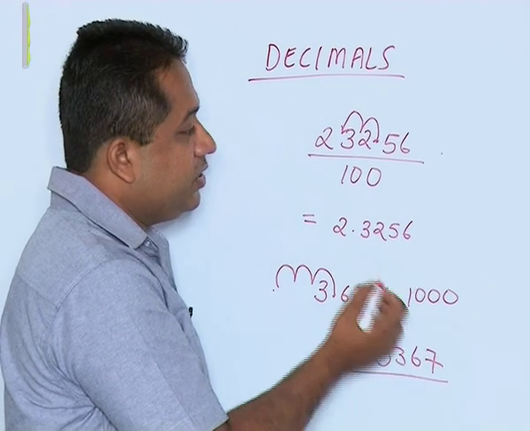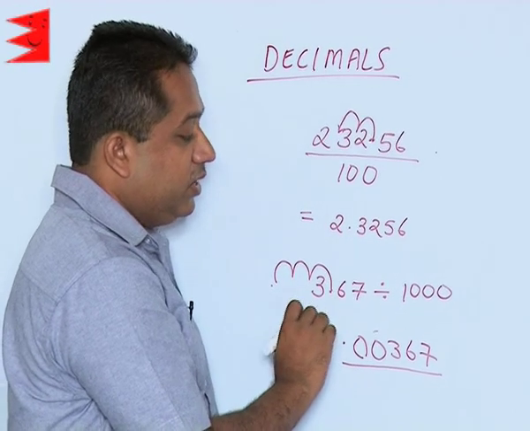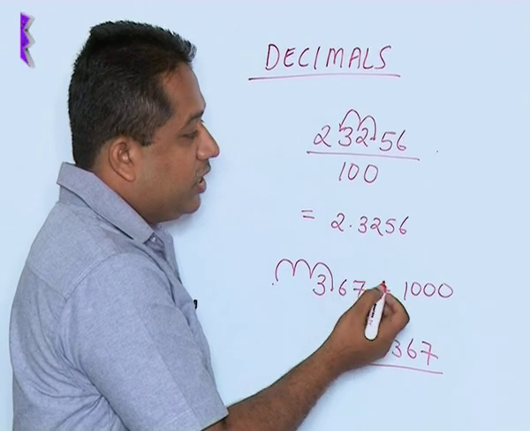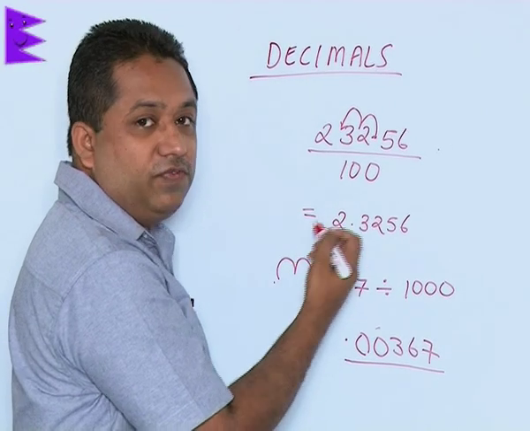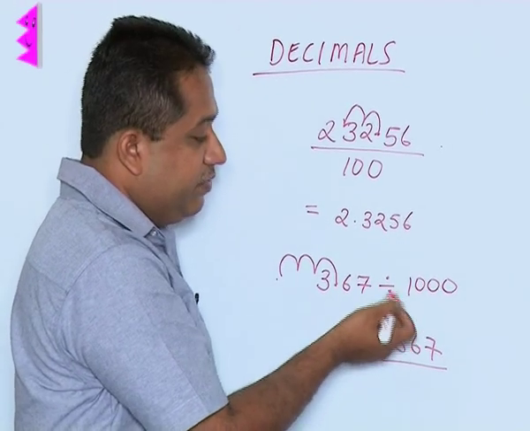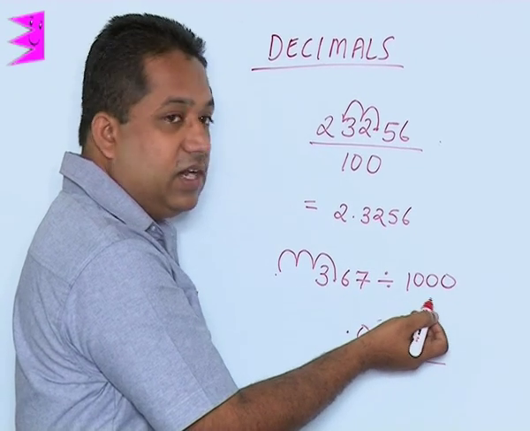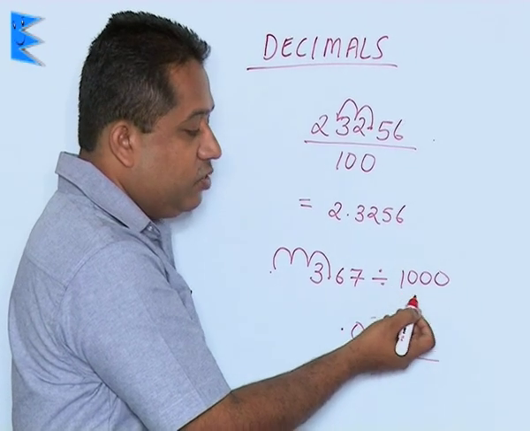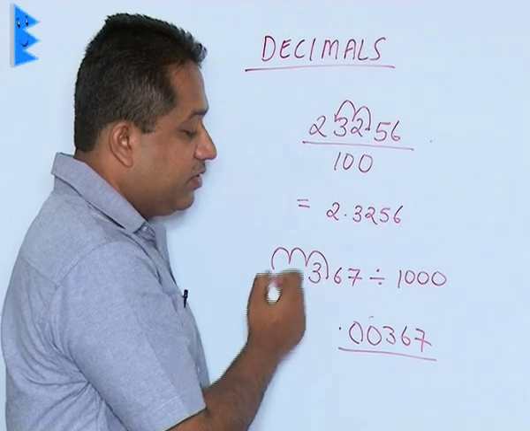So, multiplication with 10, 100, 1000 or 1 followed by zeros is very easy, just shift the decimal to the right. Division similarly by 10, 100, 1000 or 1 followed by zeros is easy, we just have to shift the decimal to the left.